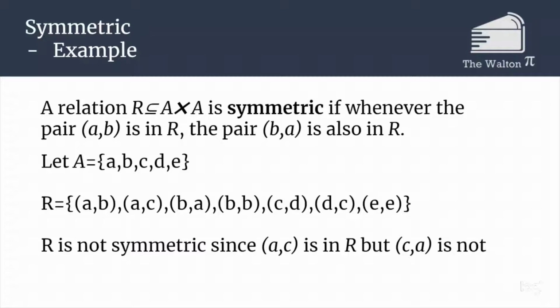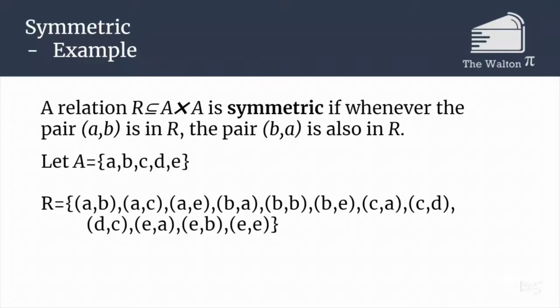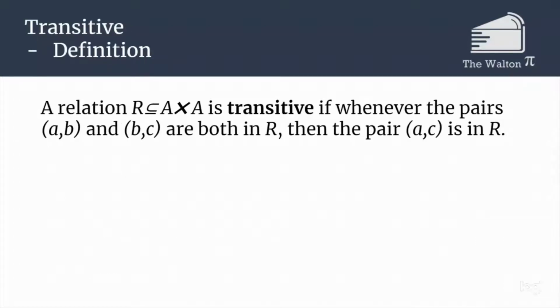Let's look at this example and see if you can figure out if this is symmetric or not. Again, I'll give you a moment to try and figure it out. Hopefully that was enough time. It turns out that this one is symmetric because anytime we have a pair, like A comma B, we also get the pair B comma A, and that's true no matter which pair we pick. So if we see that there's the pair E comma B, we should also be able to find the pair B comma E.